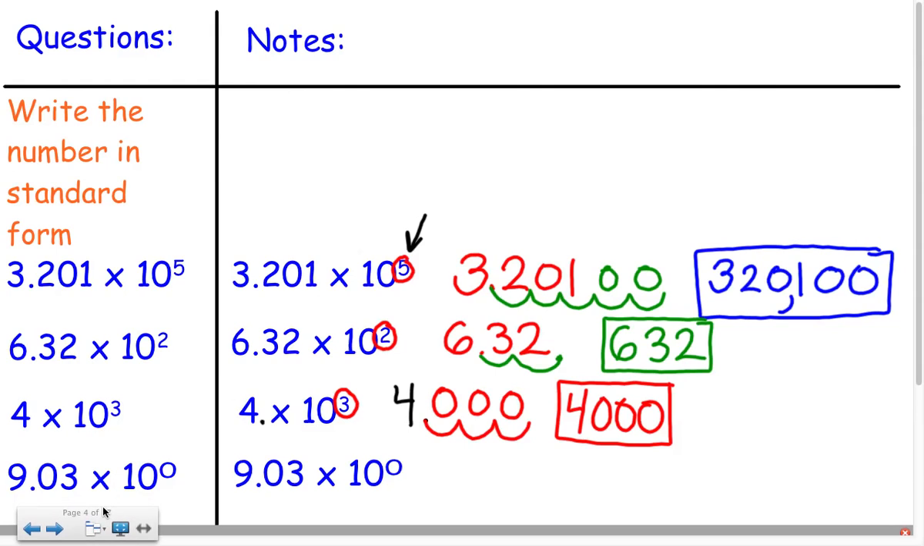Okay, last one on this slide, 9.03 times 10 to the 0. Now 10 to the 0 means that I'm moving my decimal 0 times. So my number is going to stay what it was in the first place. Because that 10 to the 0, I'm moving the decimal 0 times, or 10 to any number to the 0 power is 1. So it'll just stay 9.03.